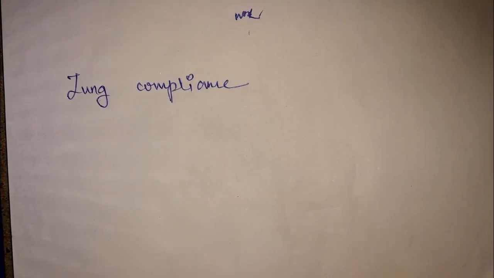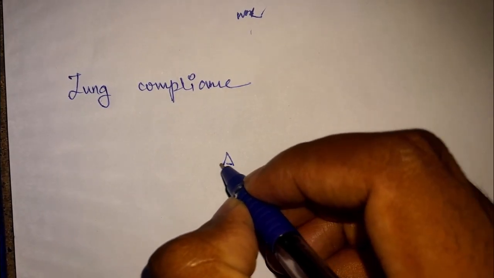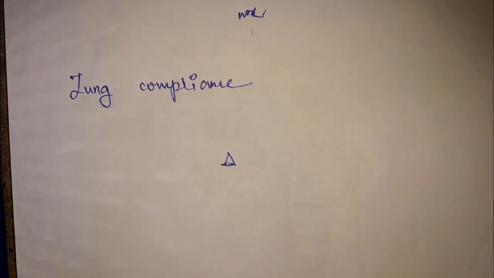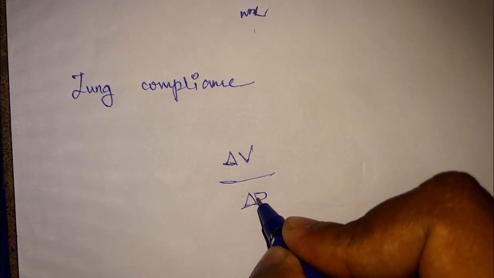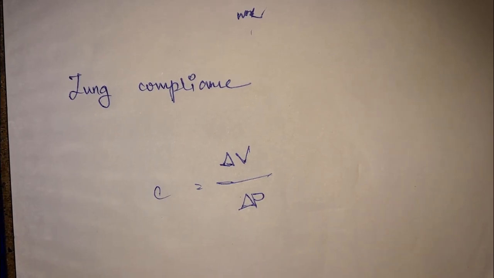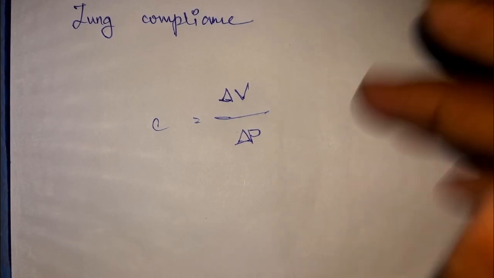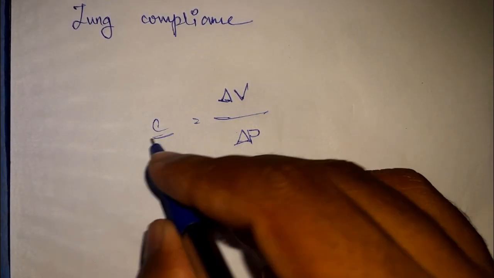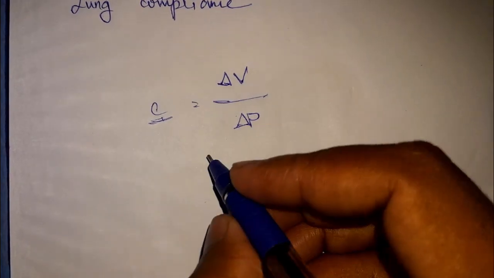So lung compliance is the degree of lung expansion, the change in volume per unit pressure change. That is, C equals change in volume by change in pressure. If the lung has good compliance, it will expand as normal as possible. If the lung has low compliance, it means the lung becomes stiff.